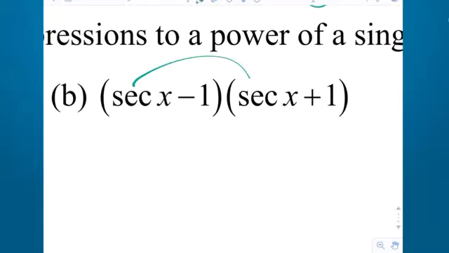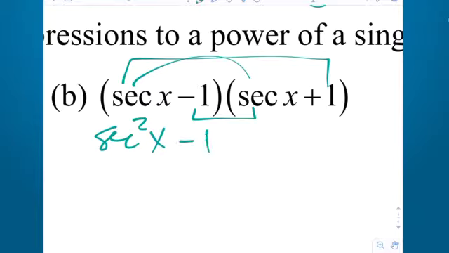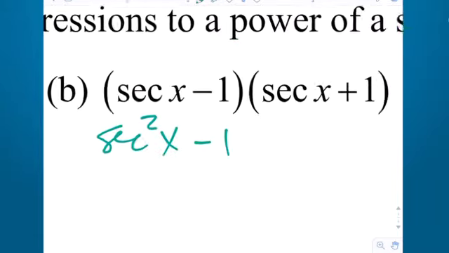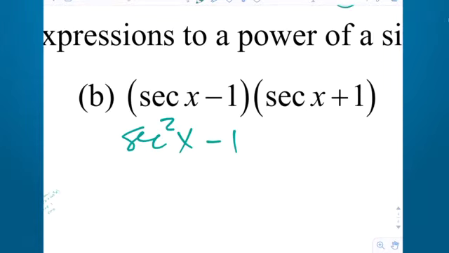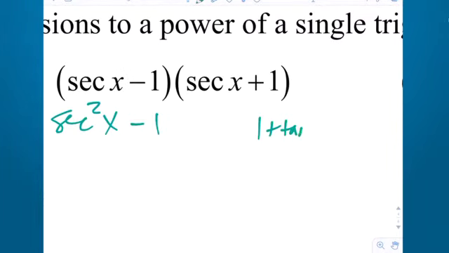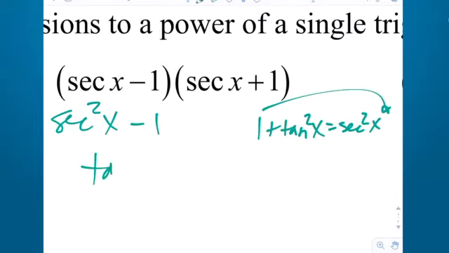So let's see. You got secant times secant. That's secant squared. And then you're going to get minus secant on the inside plus secant on the outside. They cancel. And you're left with minus 1. But if 1 plus tangent squared of x is equal to secant squared of x, then remember, you can bring the 1 across, and secant squared minus 1 is equal to tangent squared of x.